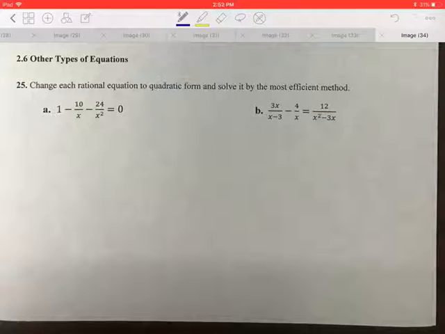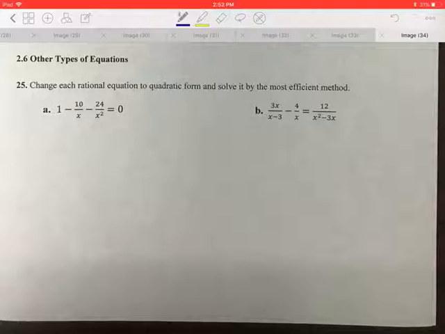All right, we're moving into our last section for test 2. This is section 2.6, and this has a variety of other types of equations. So for number 25, we're asked to change each rational equation to a quadratic form. So what we want to do is clear fractions.